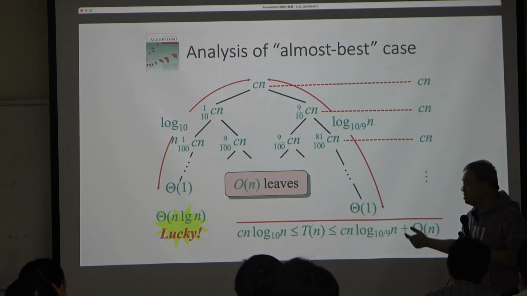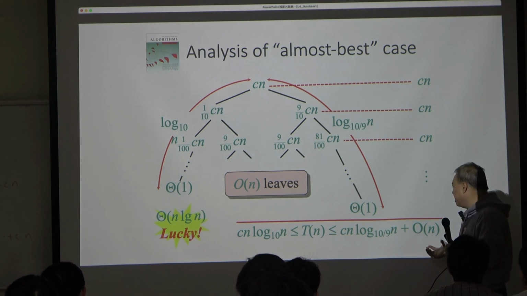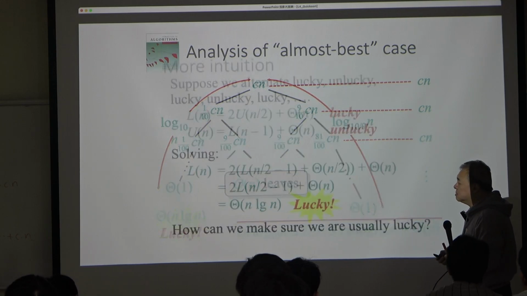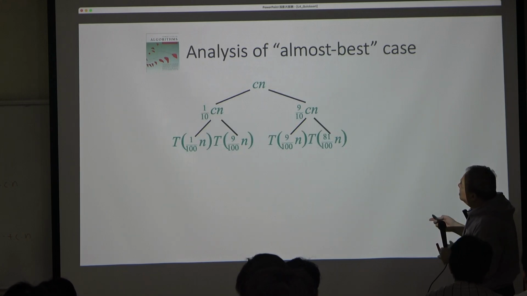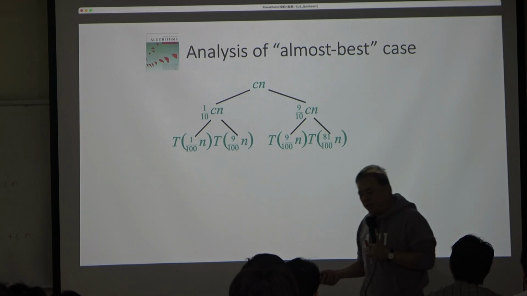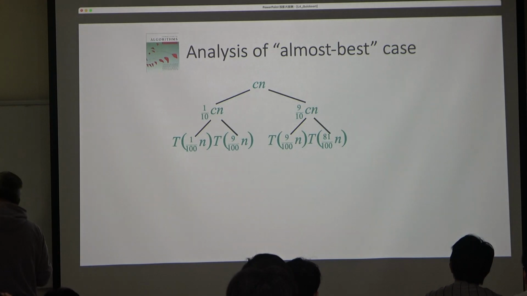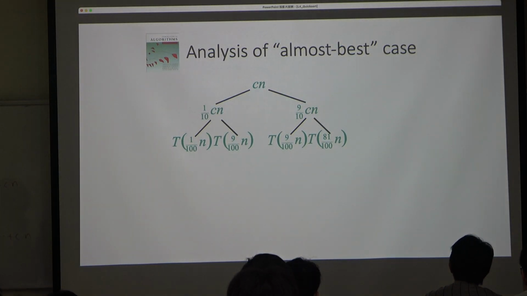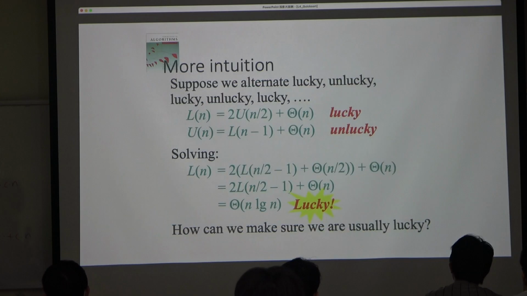But both sides give you n log n, right? Both sides give you n log n. So obviously, T of n is n log n. So even in this case, when it is the almost best case, or a pretty worst case, every time you do the partitioning, the ratio is 1:9. It's pretty bad. You still get a log.